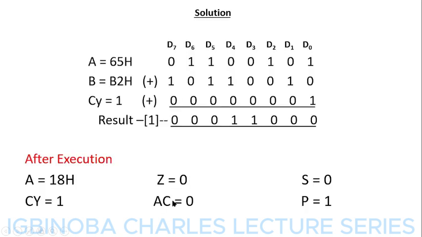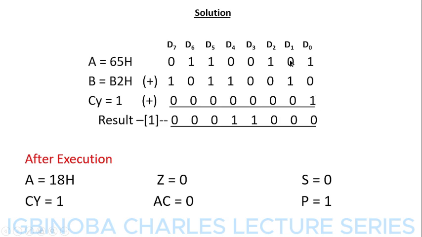So we have the solution. Convert 65H to binary. We convert register B, which is B2H, to binary. Then we put our carry flag, which is equal to 1. So we now add 1 plus 0, 1 plus 1. We have 2. So how many 2s do we have inside 2? It is 1. What is left is 0.